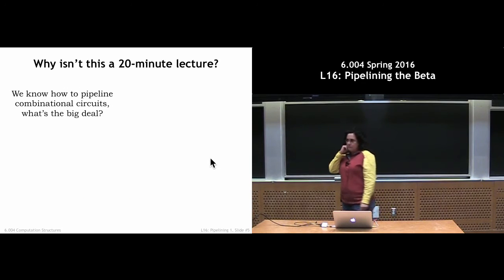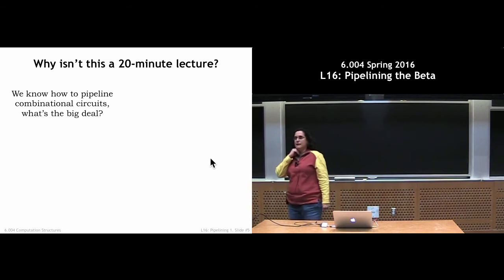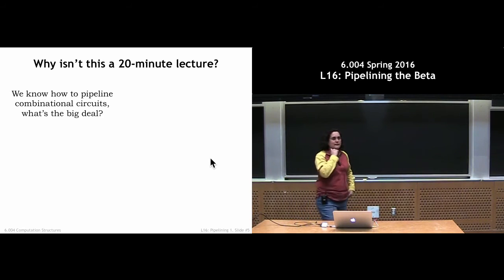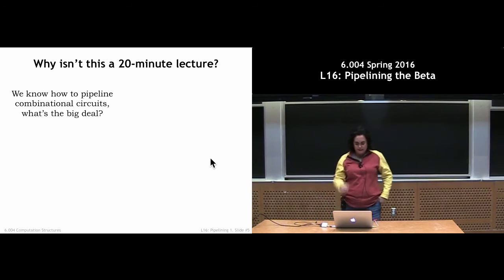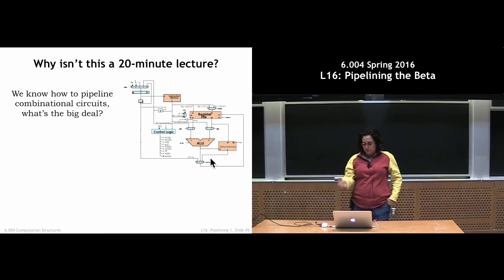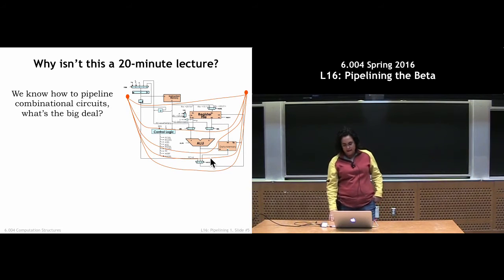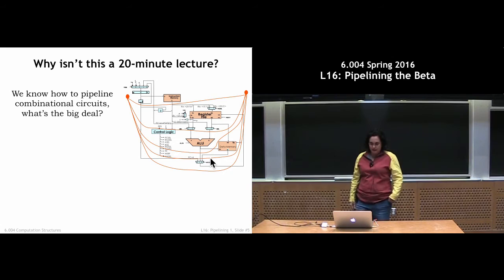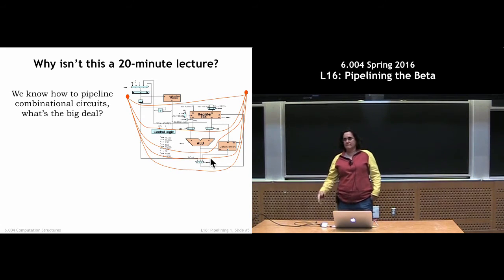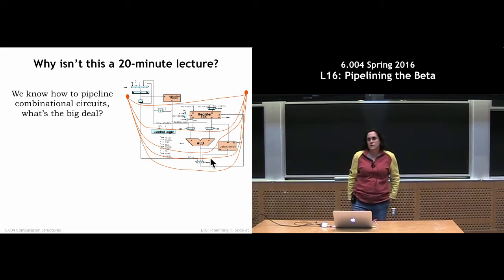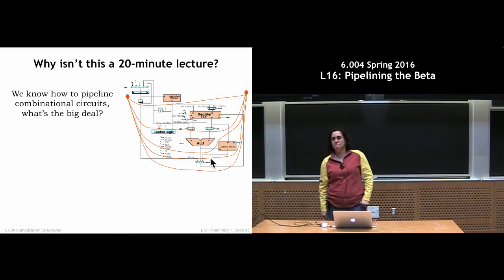Okay, so, what's so hard about this? I mean, you could say, well, I already know how to do pipelining. I'll take my beta, I'll draw my endpoints, I'll draw some contours. I've got 5 stages here, and I'm done. What's wrong? Why can't I do that? Any ideas?